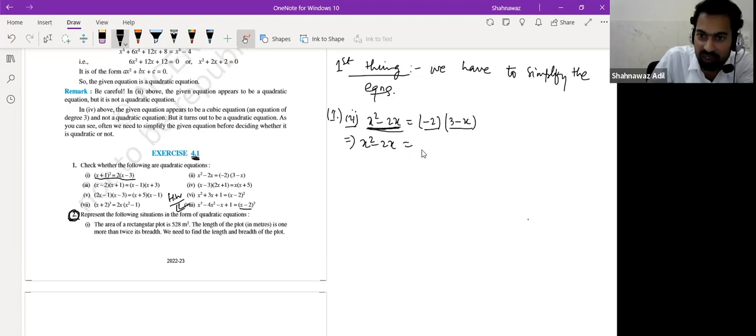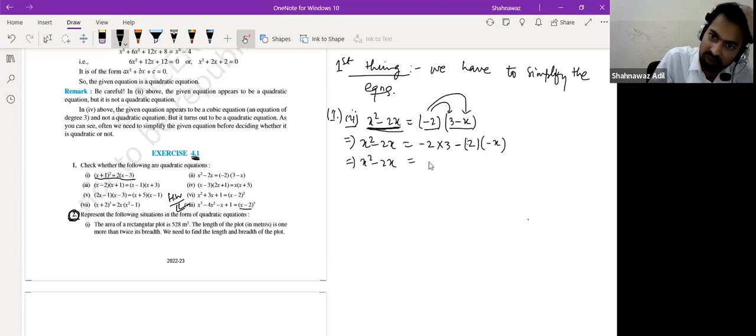So this would be how much? The first will multiply with this one and then this one, right? So minus 2 into 3, right? And then minus of minus, so this is 2 and minus x, right? Yes, sir. So tell me what would be this term? Minus 2 into 3 is minus 6. And this is minus plus, so this would be plus 2x.